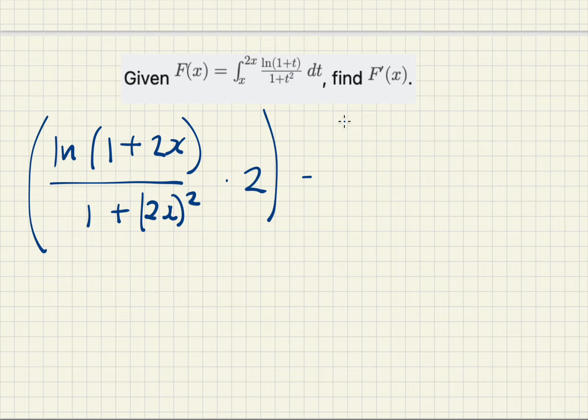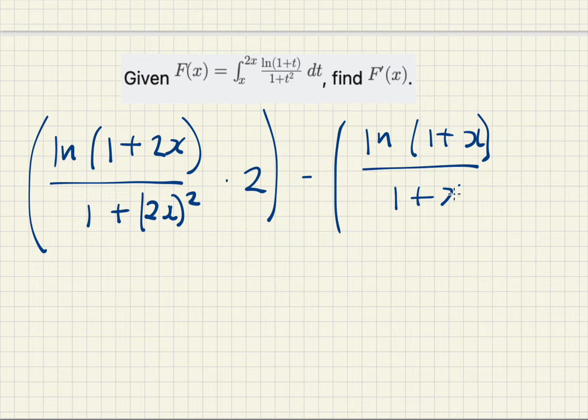Subtract this. Now, the second part is new. Subtract this by the natural log of 1 plus x over 1 plus x squared. Multiply this by the derivative of the lower bound, which is 1 in this case. So this is our answer. Now we can simplify this, but for right now I think I'll leave it as is.